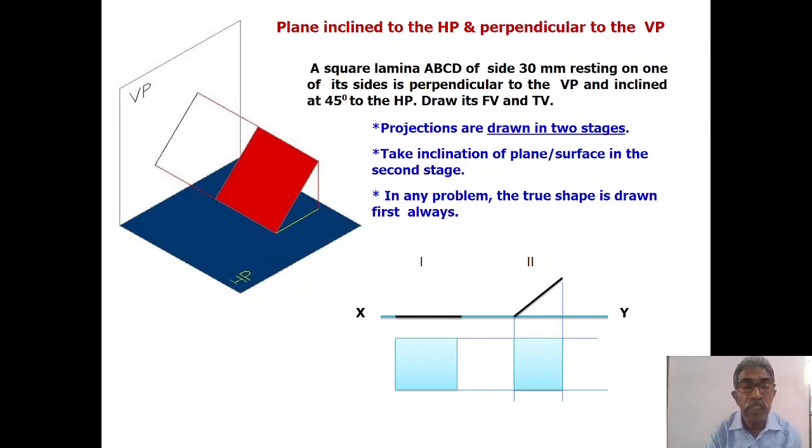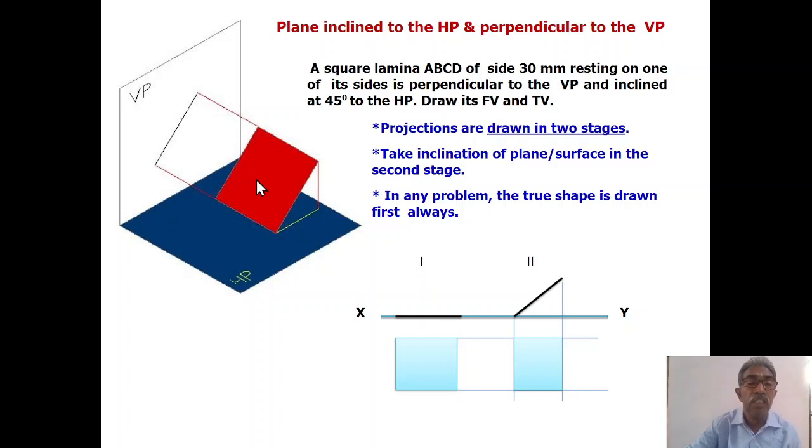Before that, I will visualize the position of the plane. See, again it is in the first quadrant. The blue one is the horizontal plane, and the white one is the vertical plane, and this is the first quadrant. This is the front direction of observation, and this is the top direction of observation for the horizontal plane. So this dark red one is the square plane. It is inclined to the horizontal plane, and it is perpendicular to the vertical plane.